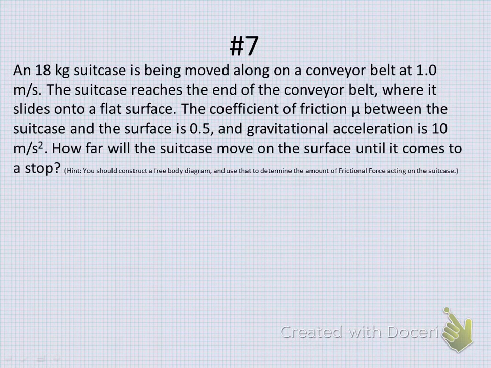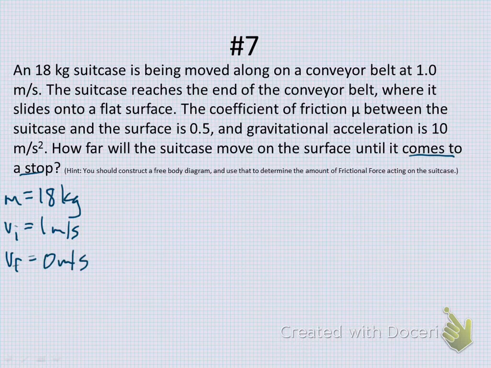All right, number 7. Okay, for this one, we want to list our variables. We've got our mass of 18 kilograms. And we have an initial, whoops, not a final, we have an initial velocity of 1 meter per second. We're going to have a final velocity because it's asking until it comes to a stop, so we're going to have a final velocity of 0 meters per second. And we're also given a coefficient of friction of 0.5, which may be something that you haven't really thought about much for a while, so equals 0.5. And there's no unit for coefficient of friction, so I'm not putting one.